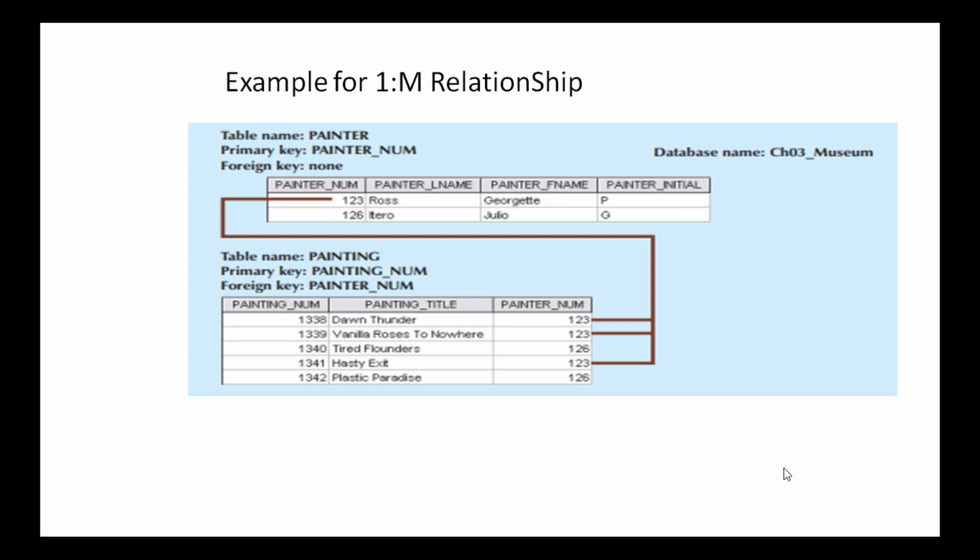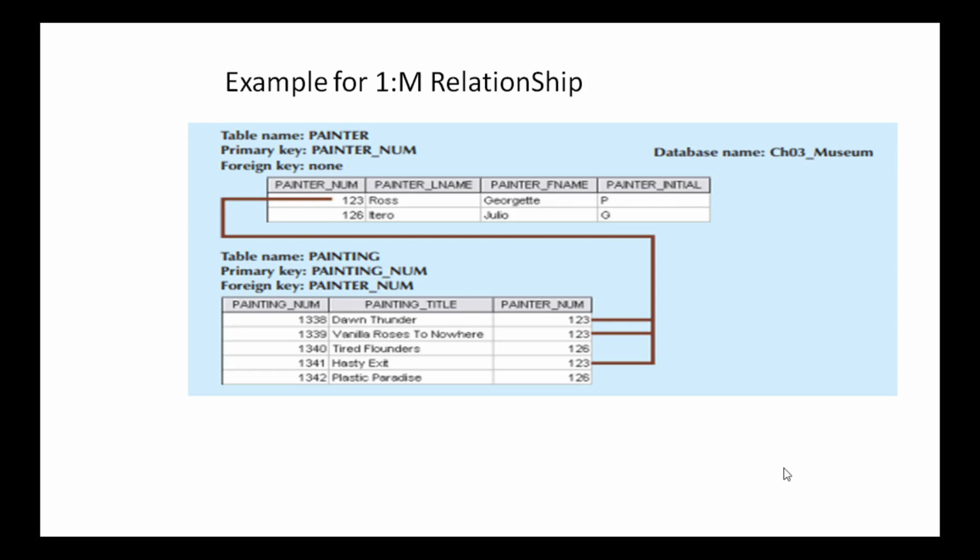One more important point you should remember. To determine the exact relationship between those two tables, you must observe the relationship in both directions. Just remember this point. Coming to the example, the painter table contains two painter records, 123 and 126. And the painting table contains details about 5 paintings, which are painted by the painters.